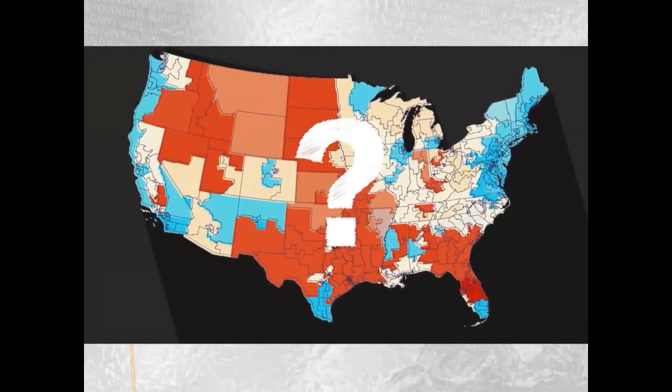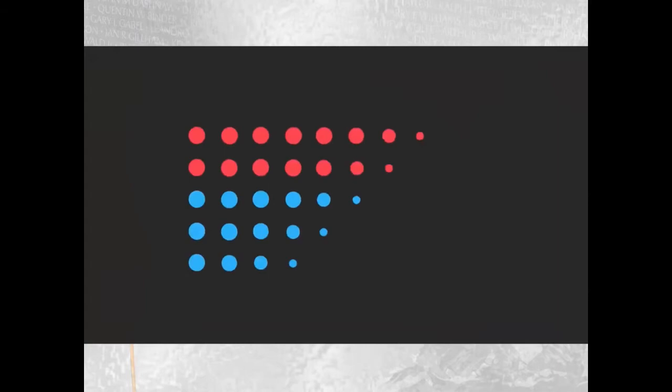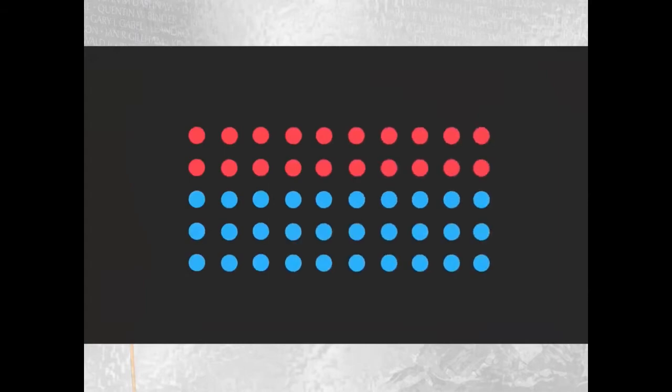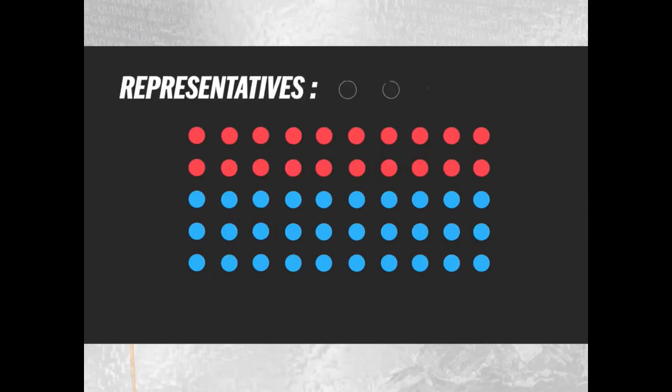Let's look at an example. Suppose we have a very tiny state of 50 people. 30 of them belong to the blue party, and 20 belong to the red party. And just our luck, they all live in a nice even grid with blues on one side of the state and reds on the other. Now, let's say we need to divide the state into 5 districts. Each district will send one representative to the House to represent the people.